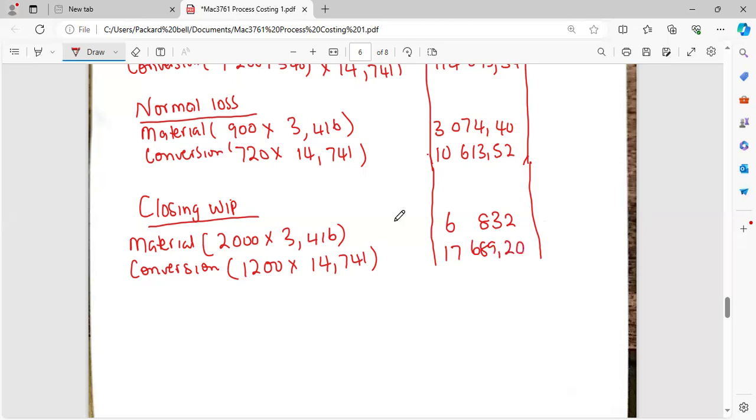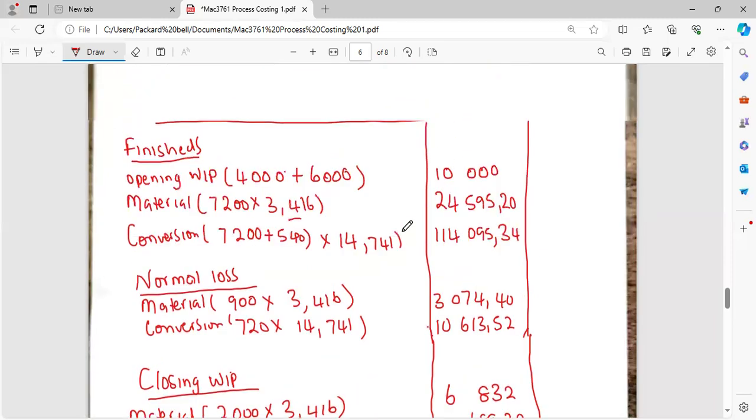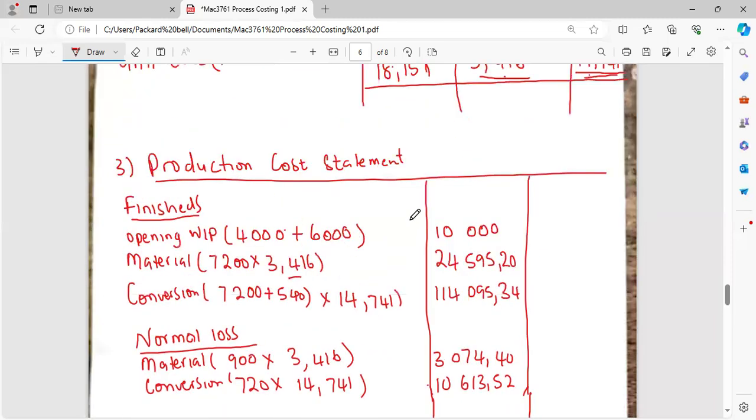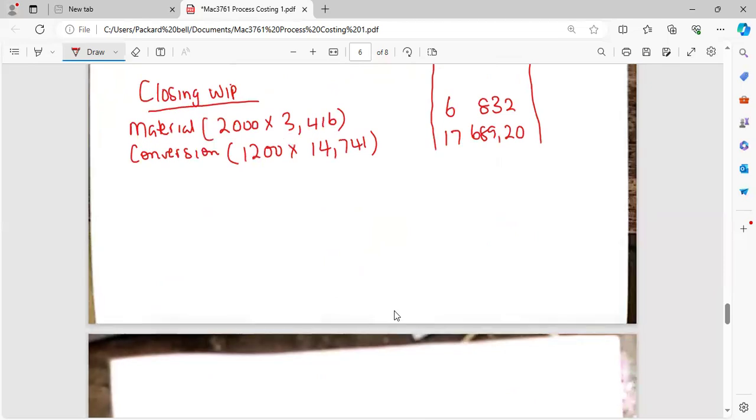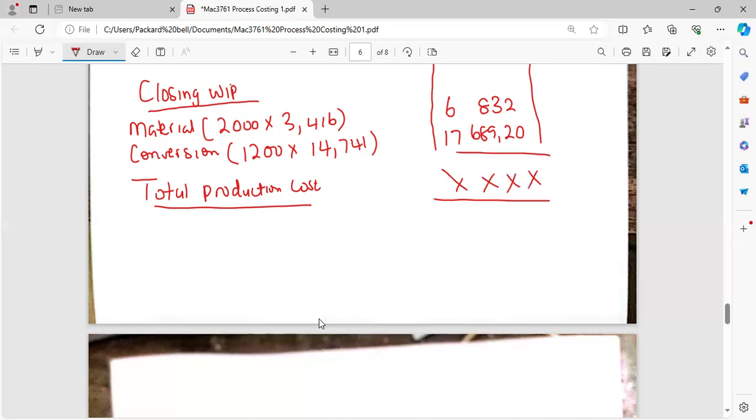Right. So when you are done with all these calculations, I think we will not do that. You add everything here. So that is going to be your production cost. So you need your total production cost. So you just add all these figures, then you get your total production cost. If you add all of them from the top, then you get your total production cost.